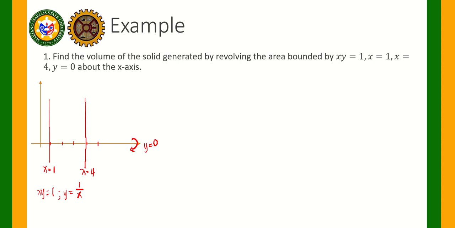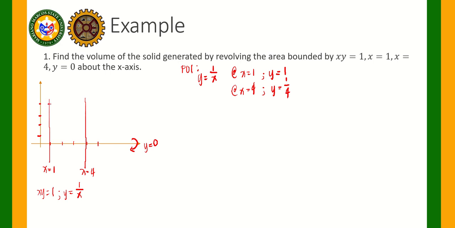Before we do that, let us solve for the point of intersection. So, for our point of intersection, we have y is equal to 1 over x. So, at x equal to 1, y is equal to 1. So, at x equal to 4, y is equal to 1 over 4. Okay? So, if this is 1/4, this is 1/2, 3/4, and this is 1. So, for x is equal to 1, y is equal to 1.